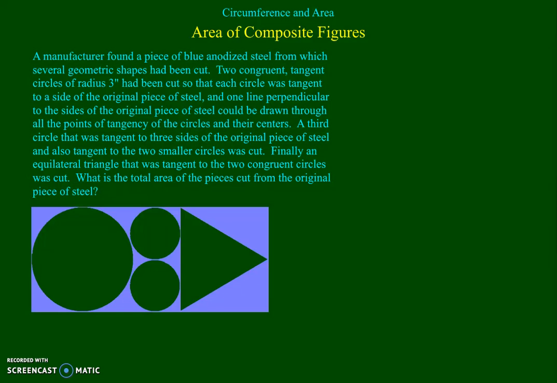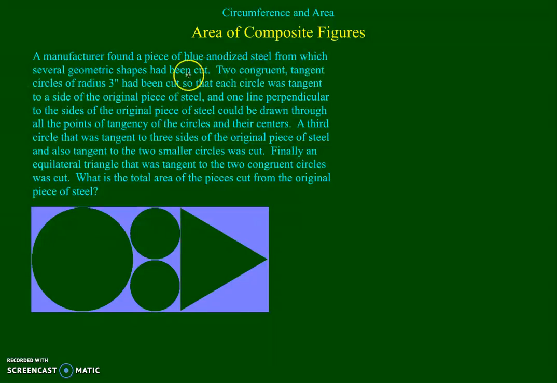This is part 7 of the series Circumference and Area, and in this part we're going to finish up our discussion on area of composite figures, and we're going to look at one final example that's a fairly complicated example. So let's get started. It says a manufacturer found a piece of blue anodized steel from which several geometric shapes had been cut.